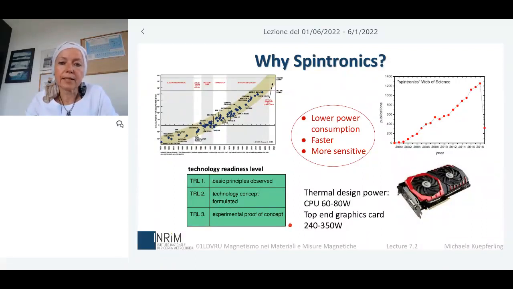So in spintronics, most of the studies that we are doing are at TRL 3, and they try to be developed further. They should go now to 4 or 5, of course, in the next years. But there's still a bit of work to do.